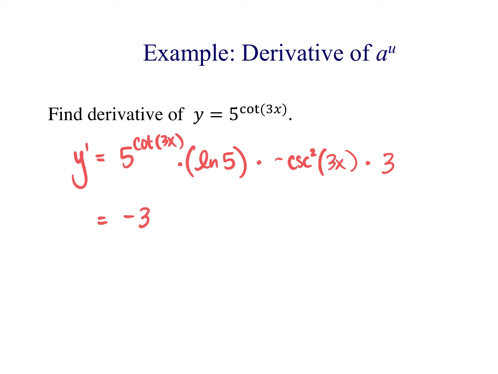Cosecant squared is not constant because it has a variable in it. The natural log of 5 is the only other constant, so I would do that one next. Okay, so 3 ln 5. The other two are the variable pieces, and the order of those doesn't really matter. So you could do 5 to the cotangent of 3x and then times the cosecant squared of 3x.